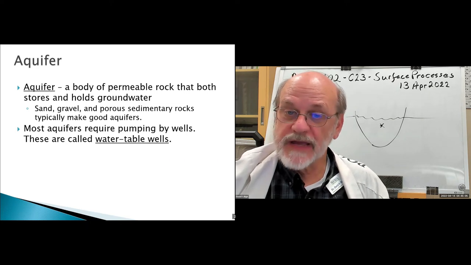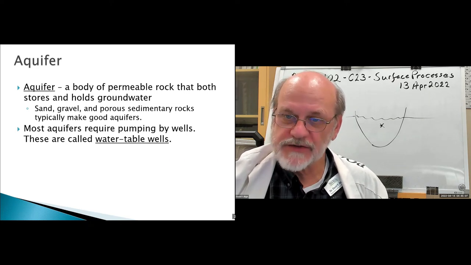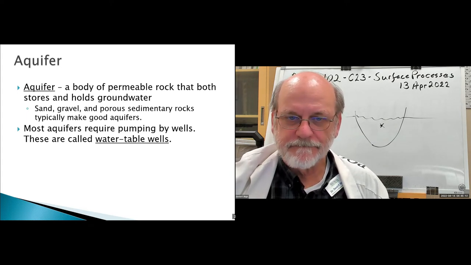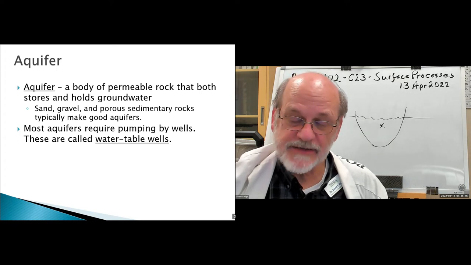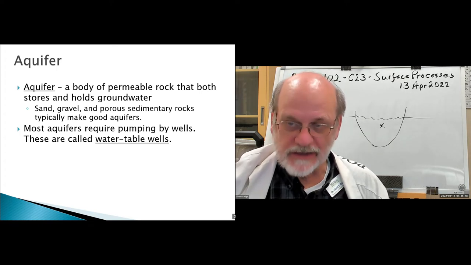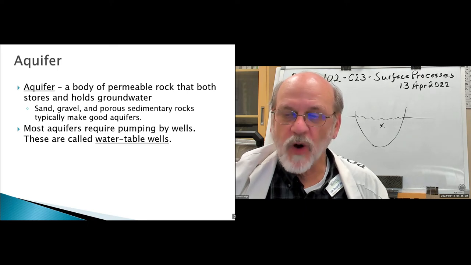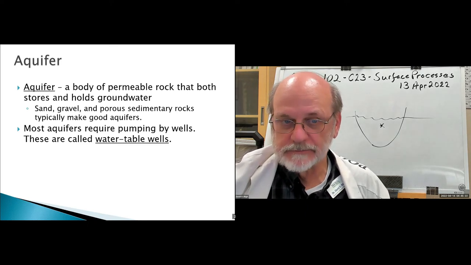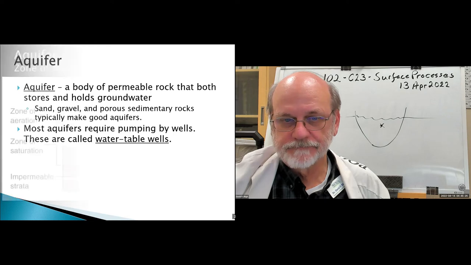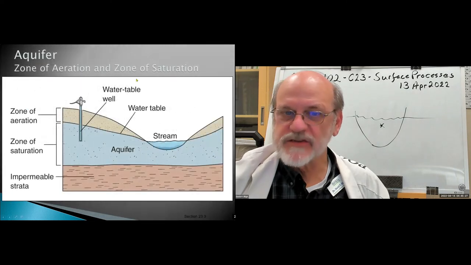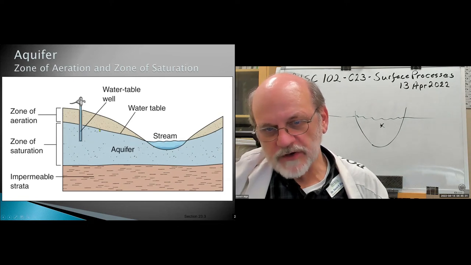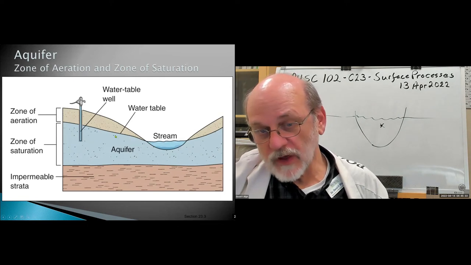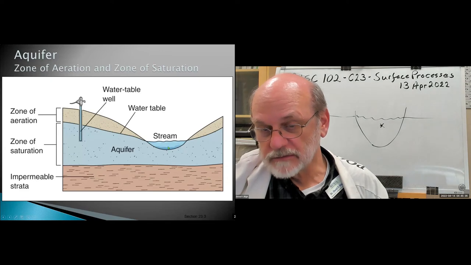The best aquifers are made with sedimentary, porous sedimentary rock, sand, and gravel. Most aquifers, to access them, you must drill a well into them and pump water out from below the water table. Here's an example. So there's the well that reaches down into the aquifer.